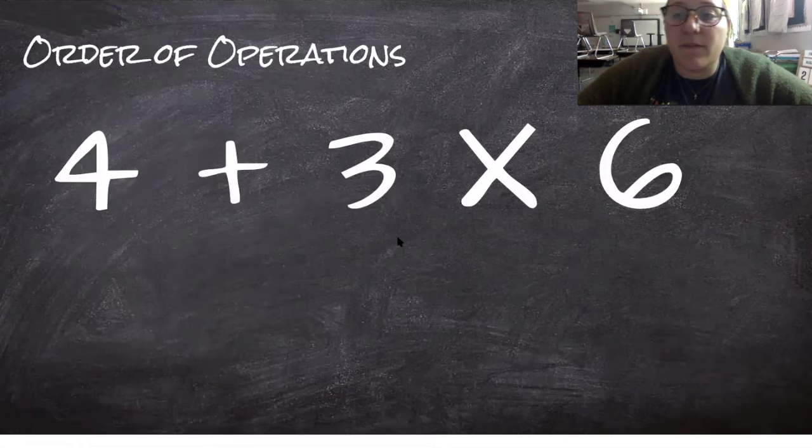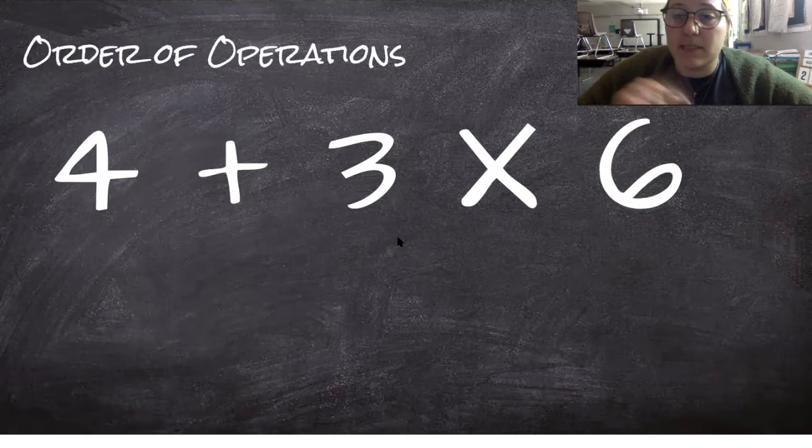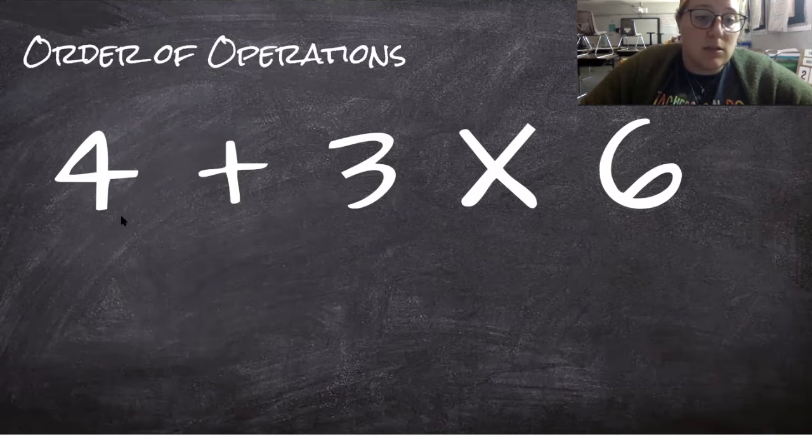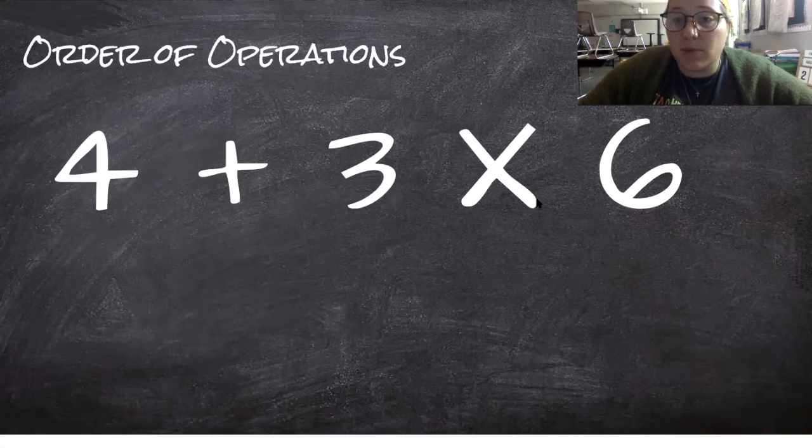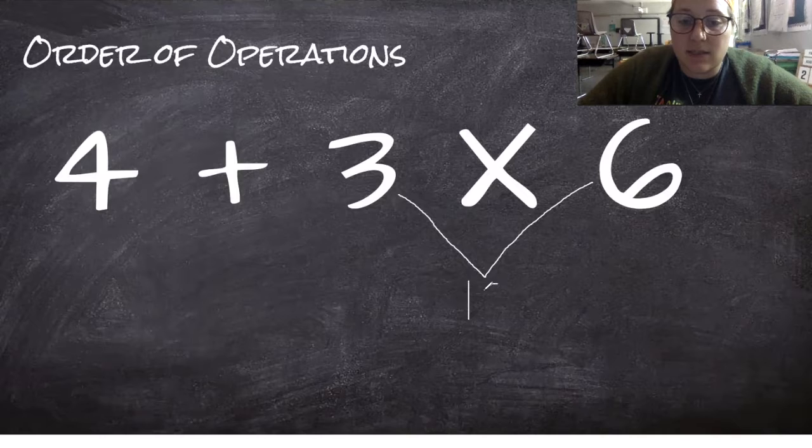So the first rule is grouping symbols. We don't have any in this problem, so we don't have anything for step 1. So we go to step 2, multiply and divide, moving from left to right. So I have addition, here's my multiplication, so I'm going to solve that first. So 3 times 6 is 18.